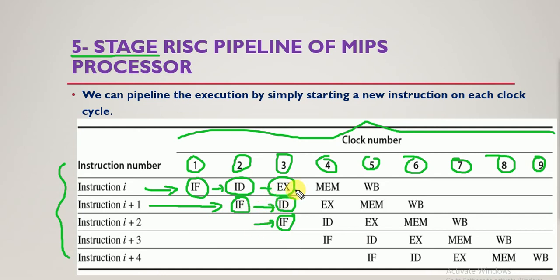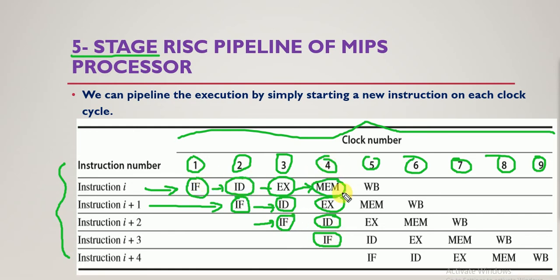Now the first instruction I goes to the fourth clock cycle, where it does the memory access, the data memory. At the same time, instruction I plus 1 goes for the execute stage, instruction I plus 2 goes for instruction decode, and I plus 3, a new instruction, arrives and goes for instruction fetch.